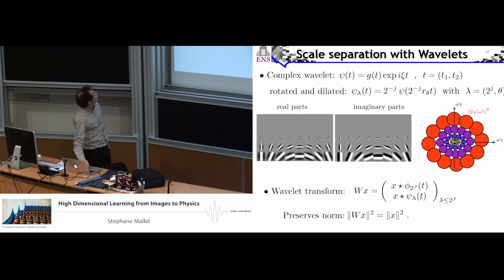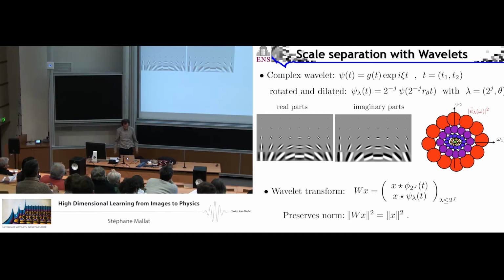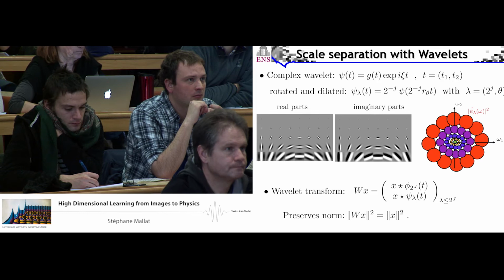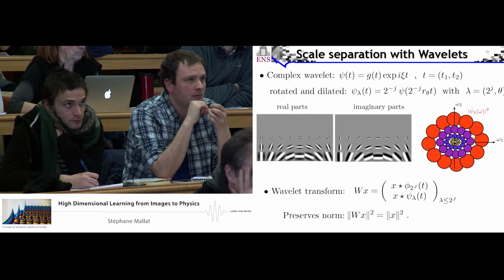I'm going to show it directly in 2D. The wavelet I'm going to use, think of it as a Gabor function, a Gaussian modulated by a sine wave. My wavelet, as usual, I'm going to dilate by a factor 2 to the j. I'm also going to rotate the wavelet. So these are the wavelets dilated. They are complex. This is the imaginary part, the real part. Rotations, scaling. And here, I'm just going to define a standard Littlewood-Paley wavelet.